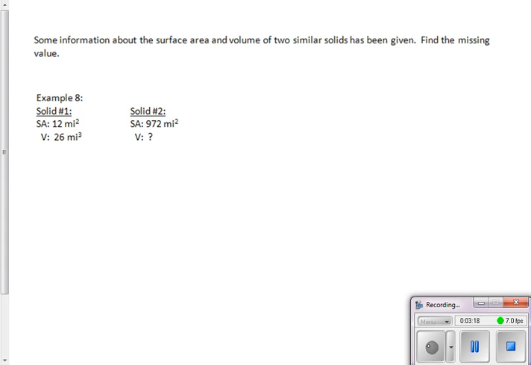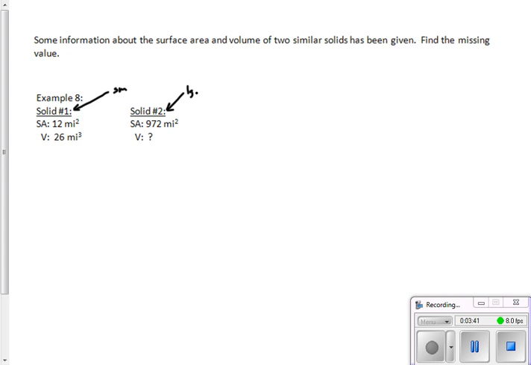That being said, example 8 and 9 are pretty similar. Some information about the surface area and volume of two similar figures has been given. Find the missing value. We know, obviously, by looking at it, it looks like solid 1 would be smaller than solid 2. So you could say, really, almost this is small figure, this is large figure, and you could kind of attack it like that.